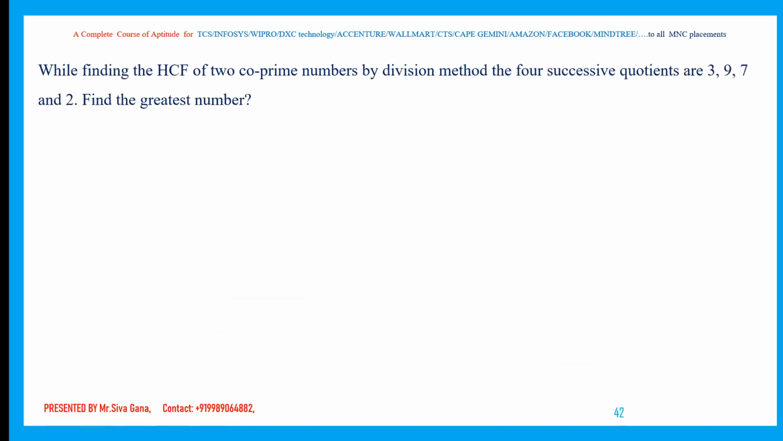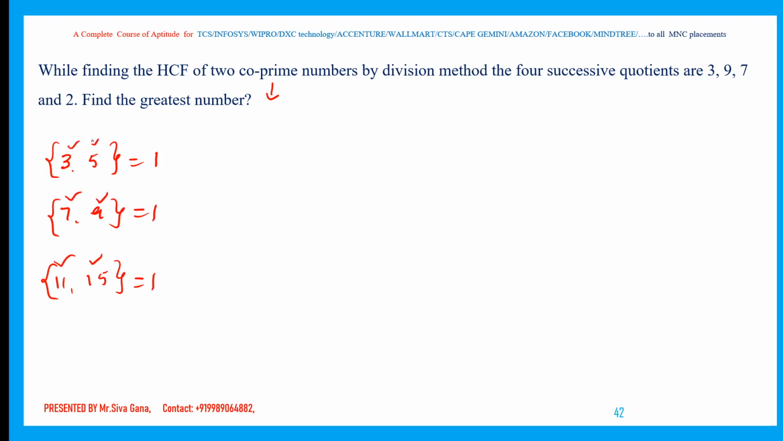While finding the HCF of two coprime numbers, coprime numbers 3 comma 5, their HCF is 1. 7 comma 9, their HCF is 1. 11 comma 15, their HCF is 1. 11 and 15 are coprime, 7 and 9 are coprime, 3 and 5 are coprime. Therefore, the coprime numbers' HCF is 1. In the division method, the quotients are 3, 9, 7.